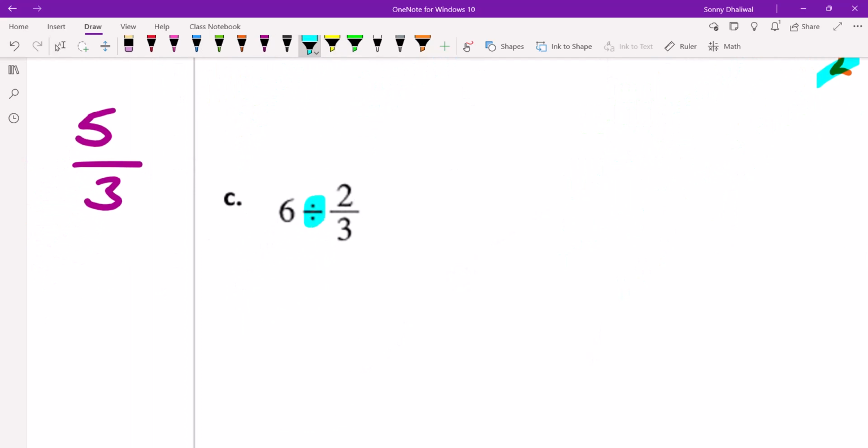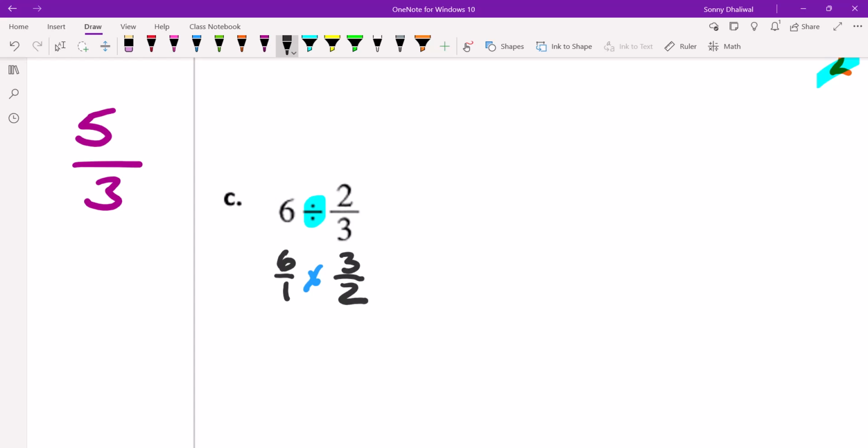Next question. This division sign we're going to write as a multiplication. What do we write for our first fraction? What do we write for our second fraction? 6 over 1. Thank you. If you're missing the bottom half of a fraction, remember it's over 1. Right? What do we write down for our second fraction? 3 over 2.